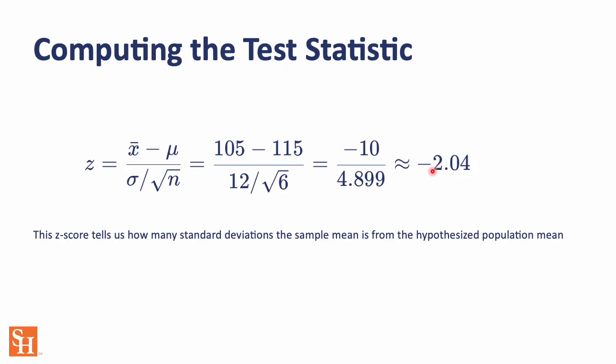And finally we get a value very close to negative 2.04. So what does that mean? That means our sample mean value 105 is 2.04 standard deviations below the hypothesized value, the population parameter value, right? And now based on this value, we'll be calculating the probability, which I'll be discussing in the following slide.